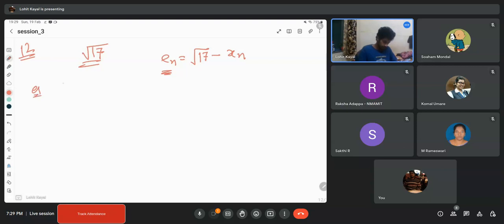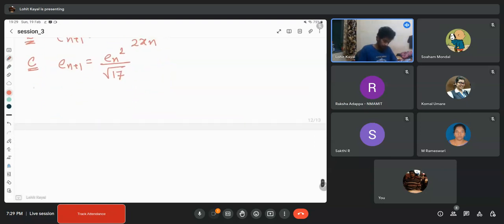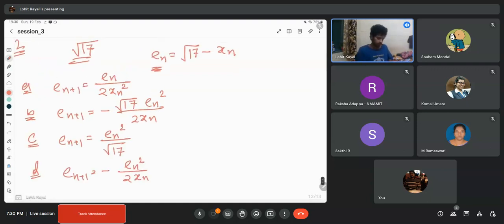Option A is en plus 1 equal to en by 2xn square. Option B, en plus 1 equal to minus of square root of 17 en square by 2xn. Option C is en plus 1 equal to en square by square root of 17. Option D is en plus 1 equal to minus en square by 2xn. Alright, so let's just proceed with this.